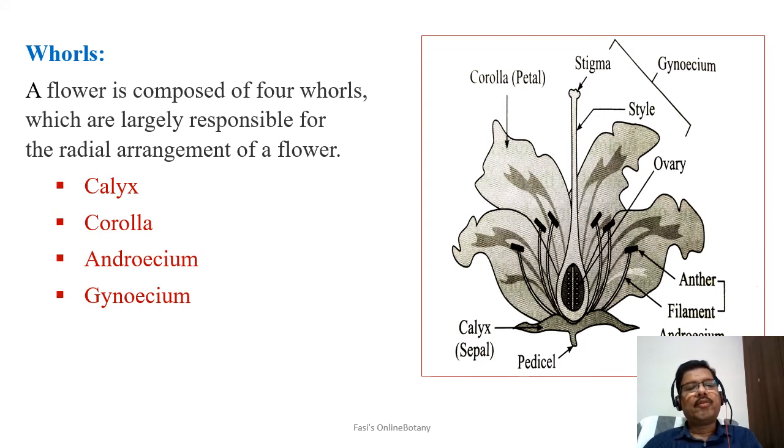Now, whorls of a flower. A flower is composed of four whorls, which are largely responsible for the radial arrangement of a flower. And the whorls are Calyx, Corolla, Androecium, and Gynoecium. The sepals are collectively called the calyx. The second whorl is the corolla, which is a collection of petals, and similarly the stamens are called the androecium and the carpels the gynoecium.